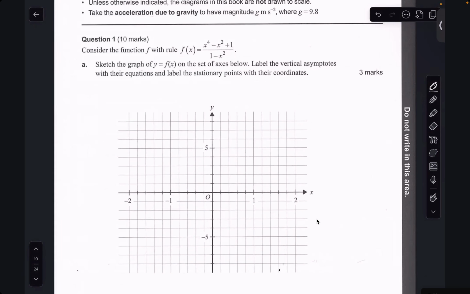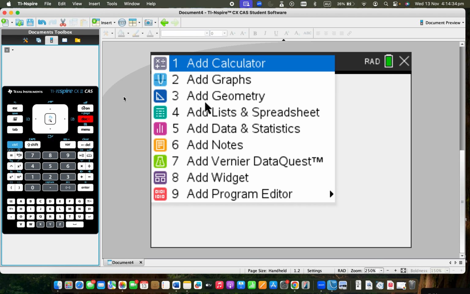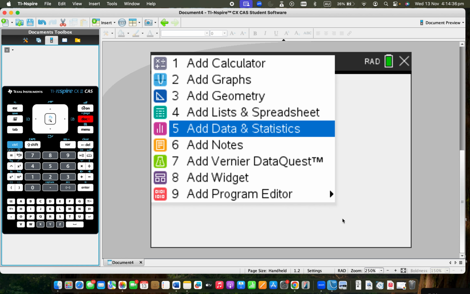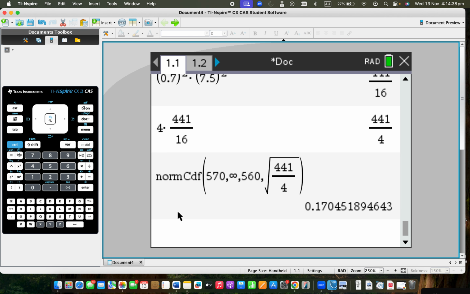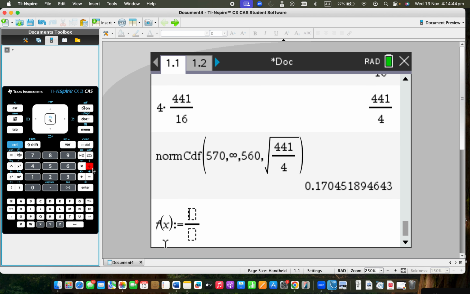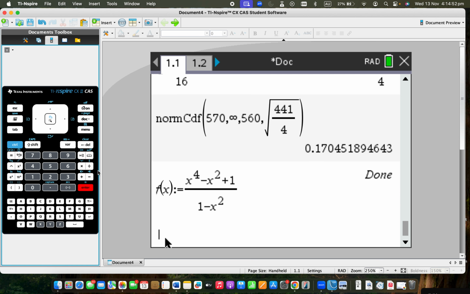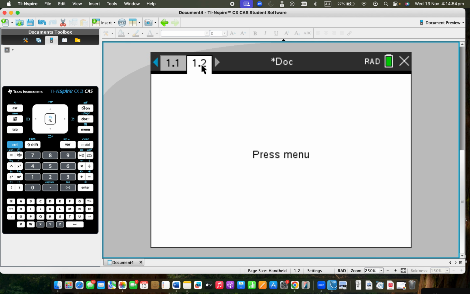Consider that function, sketch the graph, label the vertical asymptotes, and label the stationary points with their coordinates. So what we can do is go to the graphing page. I'll probably just define it first, actually. So f of x defined as x to the power of 4 minus x squared plus 1, over 1 minus x squared. And then we can sketch it.